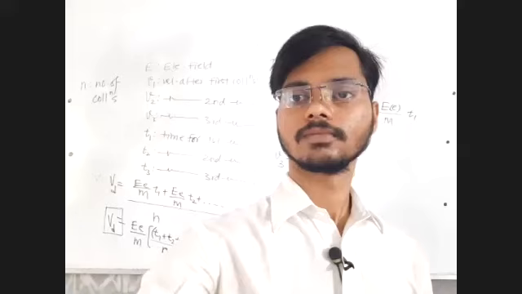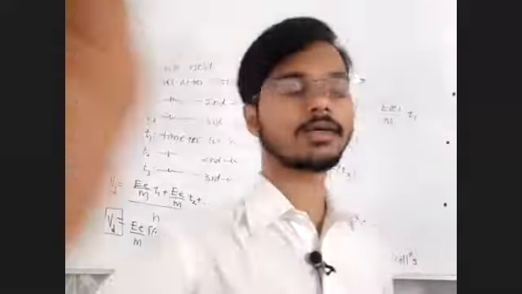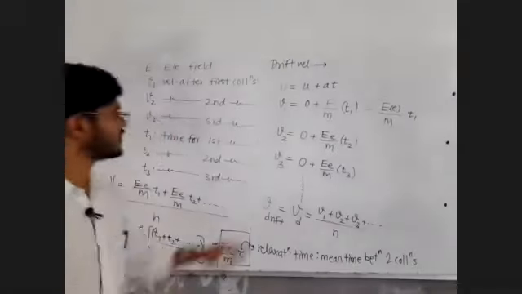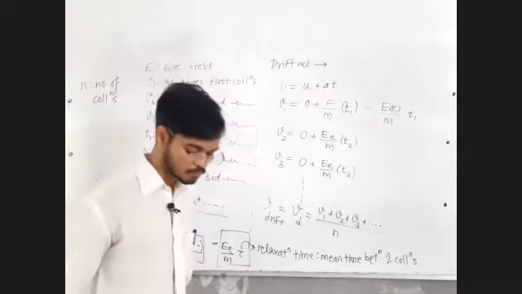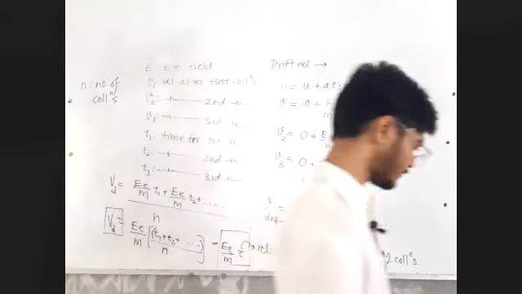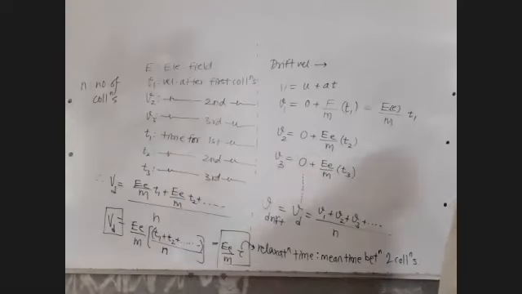Can we say that U net is 0? No. Acha, U net. Okay. Yes, yes, net initial velocity. You can take U net equal to 0. No problem. Yes, you can take that.